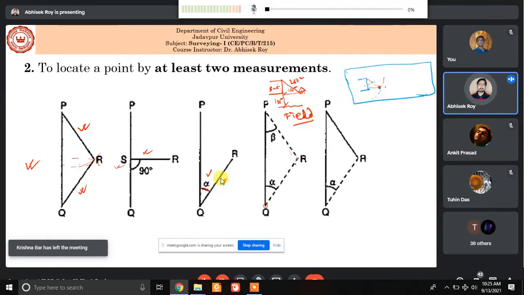Those two directions will cut at a point, and you mark this point as R. So otherwise you have to know two angular measurements, that is also possible. Here also one linear and one angular, but from both sides. So at least two such measurements should be there. Otherwise, to locate a point, there will be difficulties, and there will be errors related to this sort of measurements.